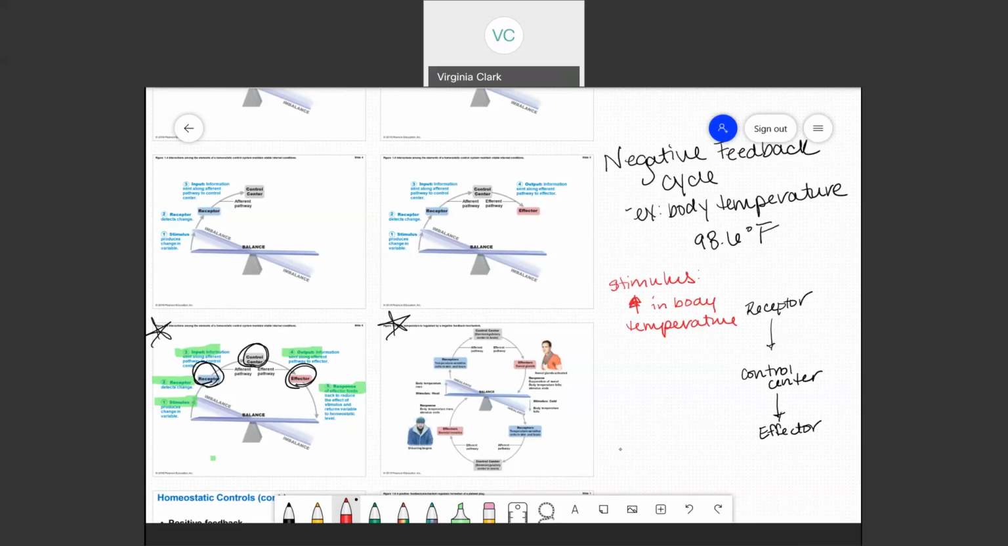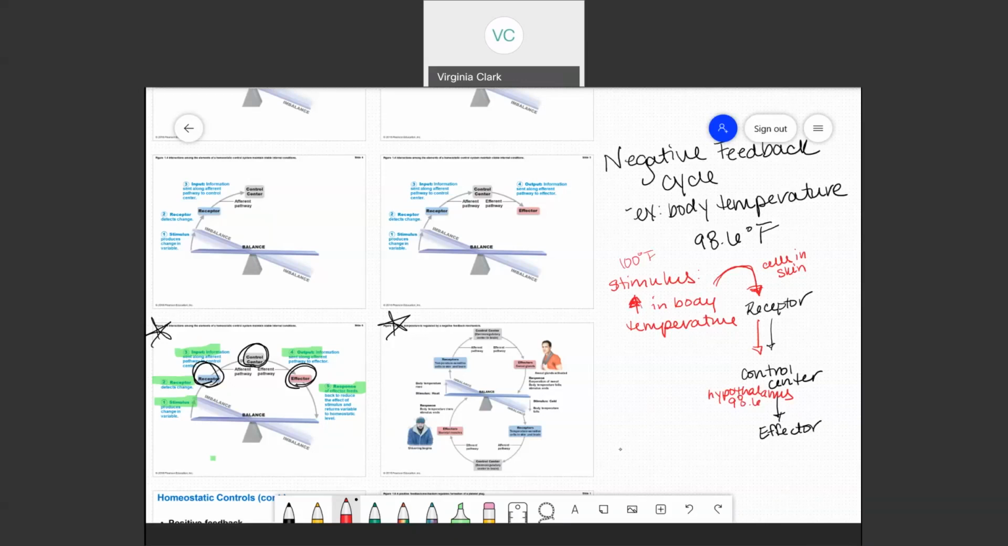This is going to be picked up by a receptor. These receptors that pick this up are going to be cells in the skin, specifically temperature cells, or cells that are sensitive to temperature. They will pick this up in the skin. So you're going to have an increase in body temperature that is picked up by the receptor. That will send the communication to the control center. The control center is going to be our hypothalamus, which is in our brain. And our hypothalamus knows that we need to be at 98.6. So we are now, let's say, at 100. If we are at 100 degrees Fahrenheit, our control center knows that we need to be at 98.6.